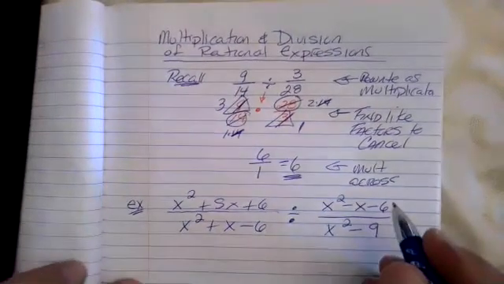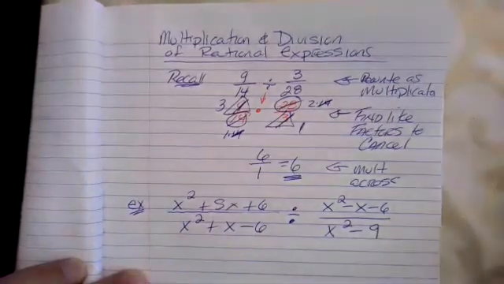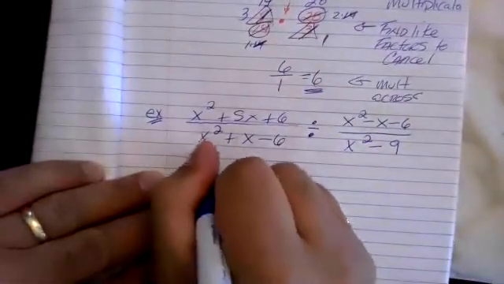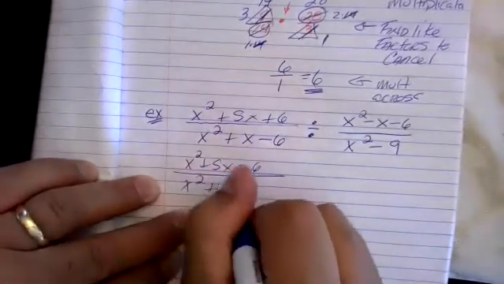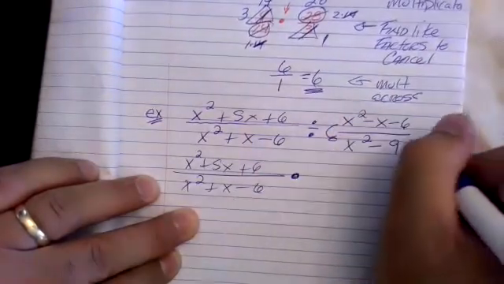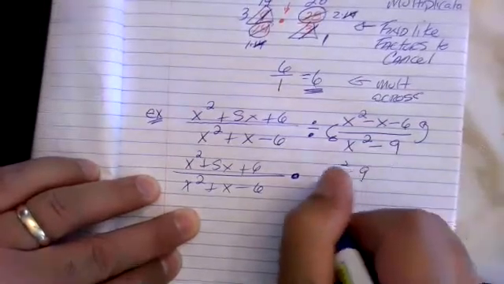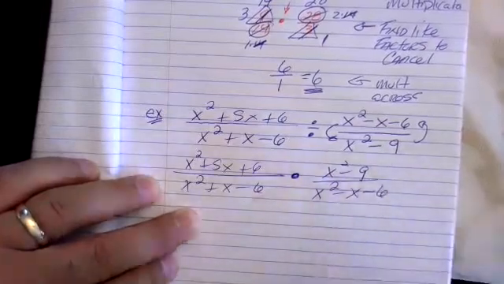So the first thing we want to do is rewrite this as a multiplication problem, which really just means rewrite the whole thing over again. X squared plus 5x plus 6 over x squared plus x minus 6 times, and then we have to take the reciprocal, so we're flipping this one, x squared minus 9 over x squared minus x minus 6.